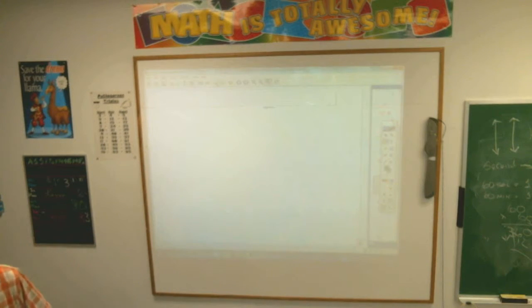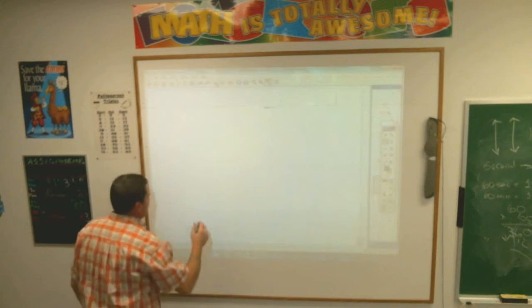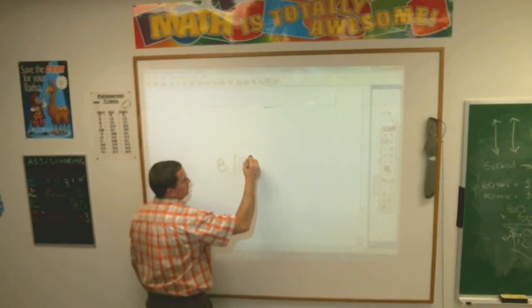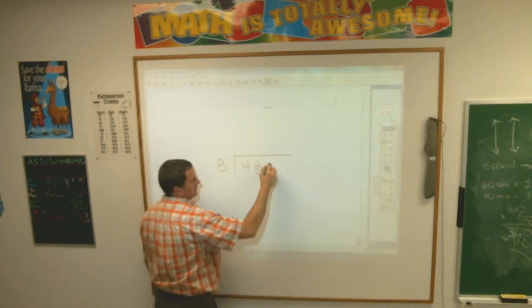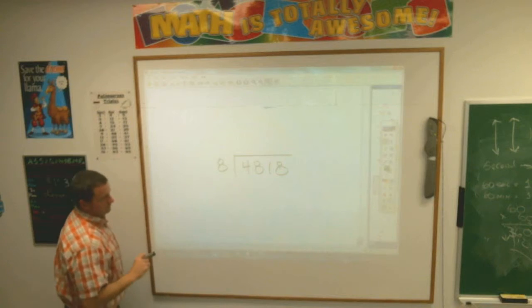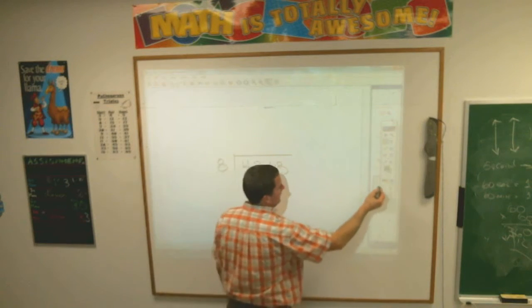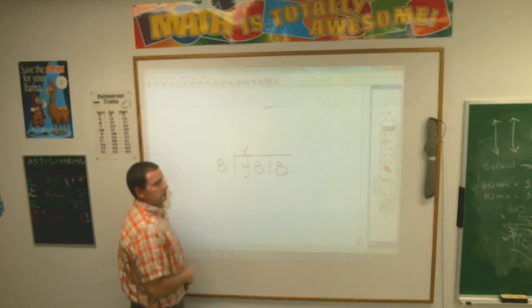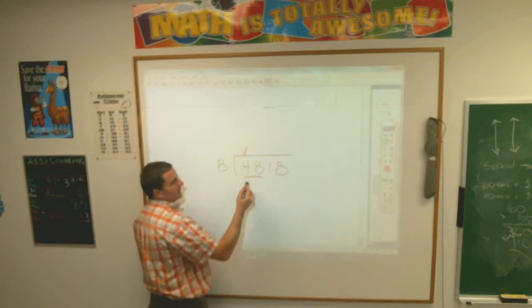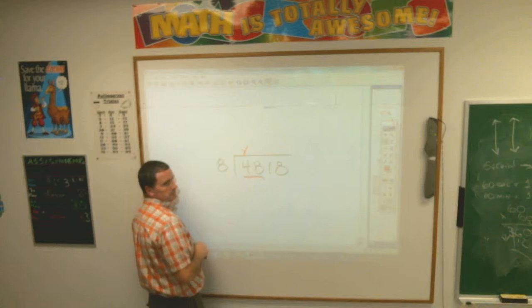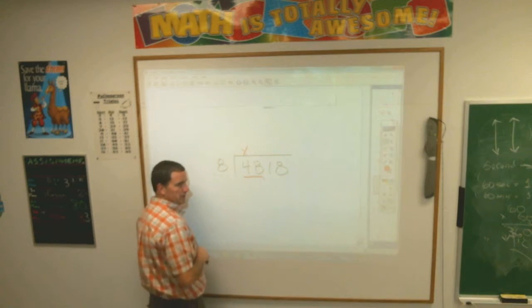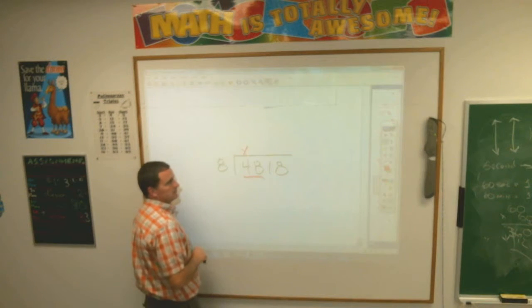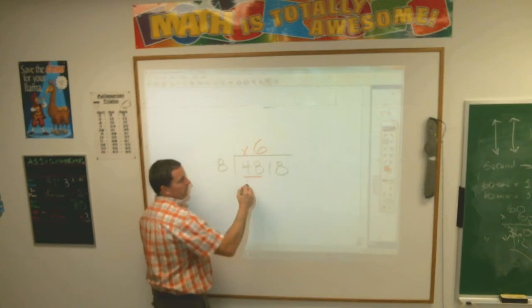How about this one? 8 into 4,818. Okay, so it looks a little like this. 8 doesn't go into 4, so there should be nothing above that. You don't have to put an X, or I do just to emphasize the point. 8 goes into 48 how many times, Drew? 8 times what? Give me close to exactly 48. 8 goes into 48 six times. Right, 8 times 6 is 48.